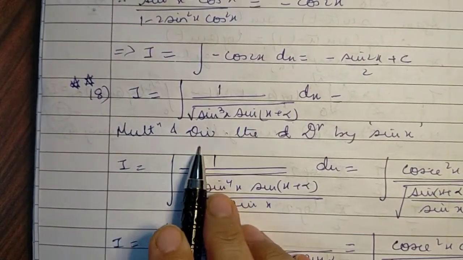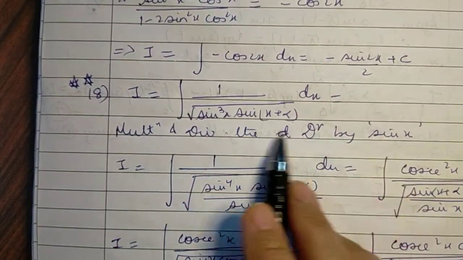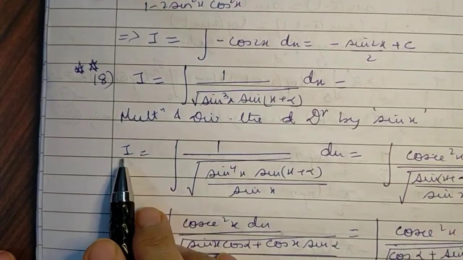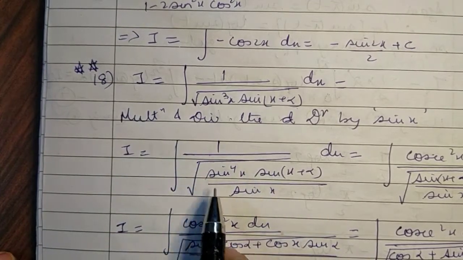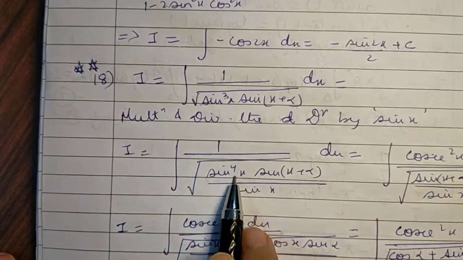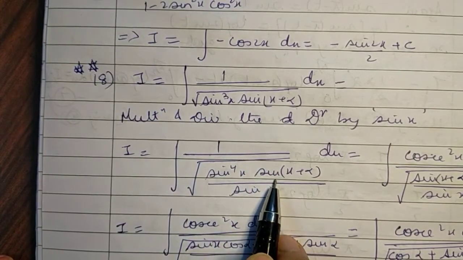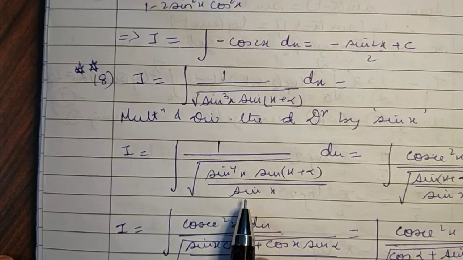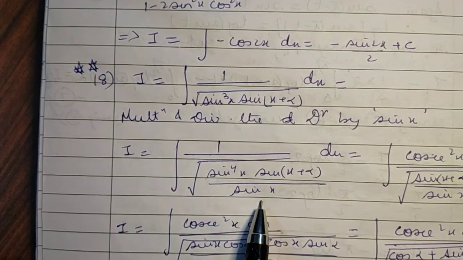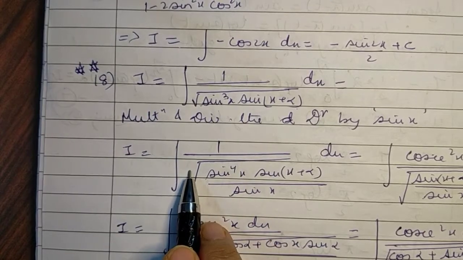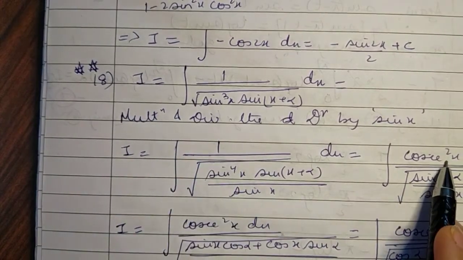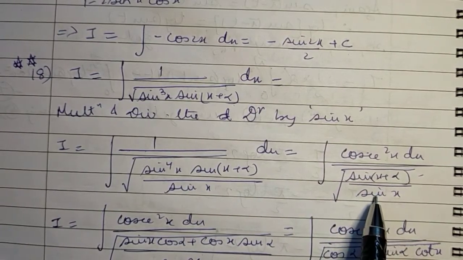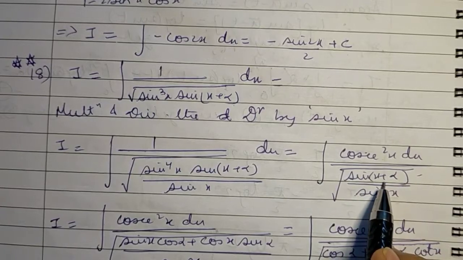So multiplying and dividing the denominator by sin x. So when I say denominator, I mean within the square root. So what I get is I is equal to the integral of 1 upon square root of sin^4 x. This gets carried down as it is, that is sin of (x plus alpha). And since we have multiplied here by sin x, we have to also divide, which is upon sin x. This sin squared x comes outside, becomes sin squared x, which goes up and becomes cosec squared x. And we are left with square root of sin(x plus alpha) upon sin x in the denominator.